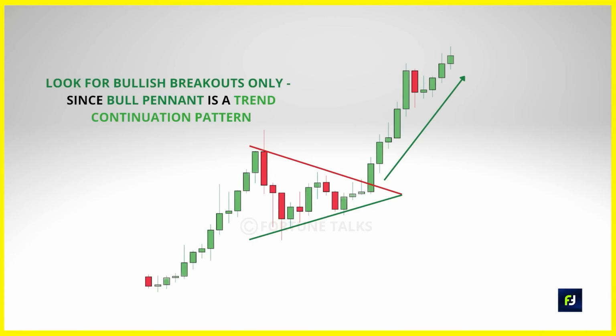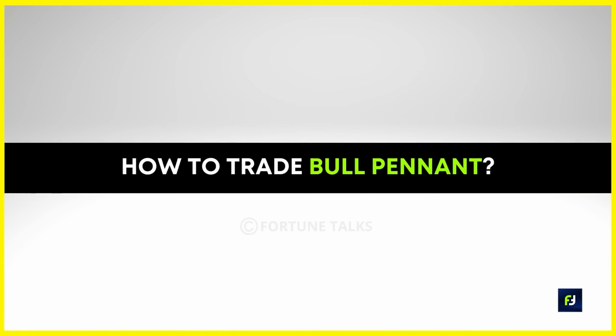But since the bull pennant pattern is not a trend reversal pattern, instead it is a trend continuation pattern, we will only look for buying opportunities. This means that you are better off trying to use this pattern to ride on the existing trends rather than catching the bottoms. Now let us talk about the entry, stop loss and target criteria for this pattern.